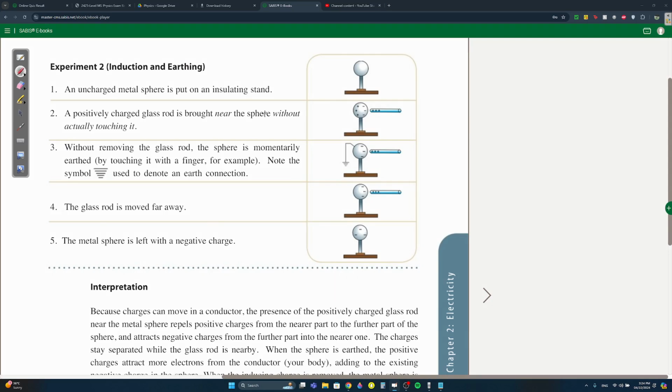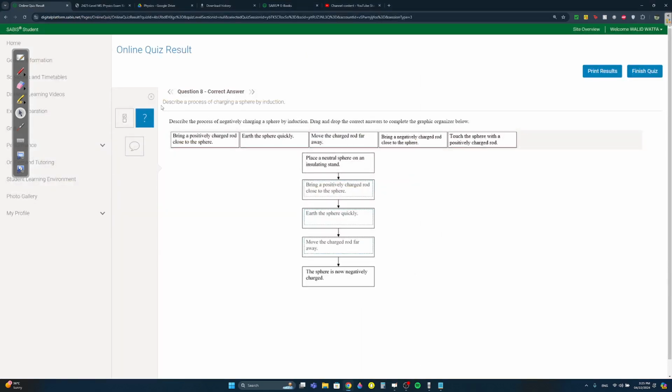The problem is here, some people would ask me, when you earthed it, in earthing, don't the negative charges go out? But see here, the negative charges are all trapped under the influence of this positive charge. So the only thing that's going to happen here is it's only going to gain more electrons. That's why.